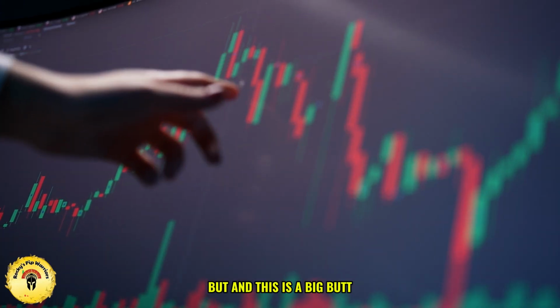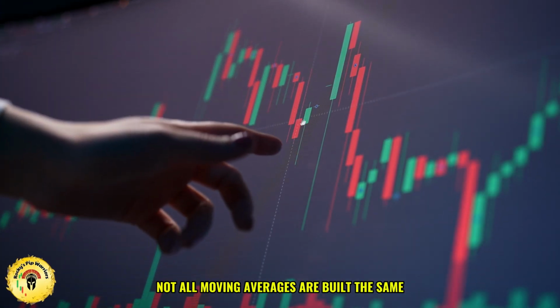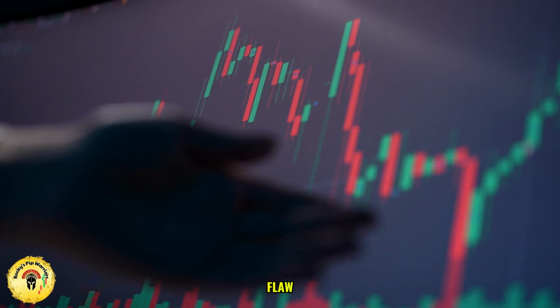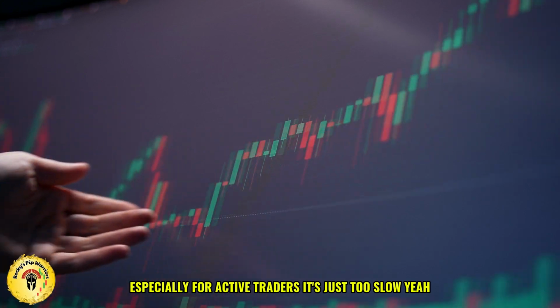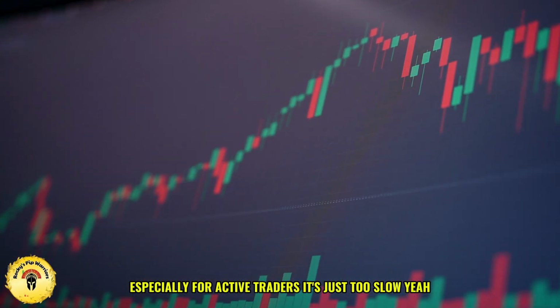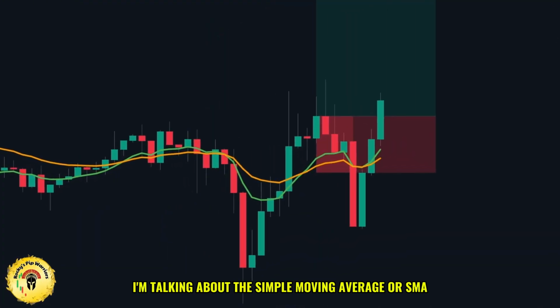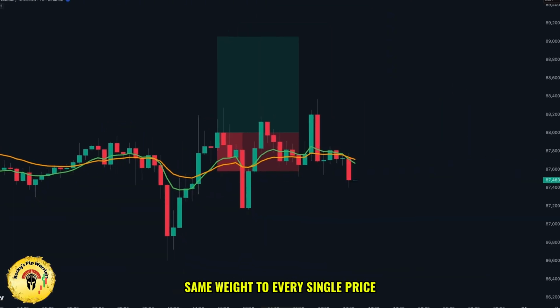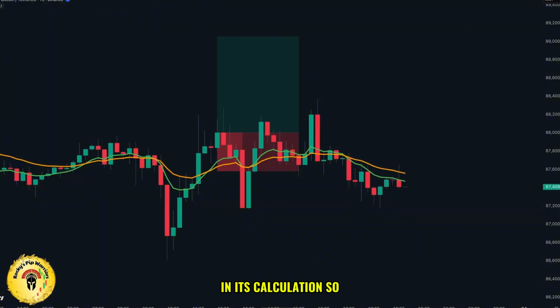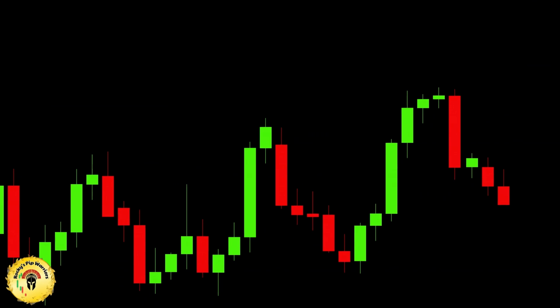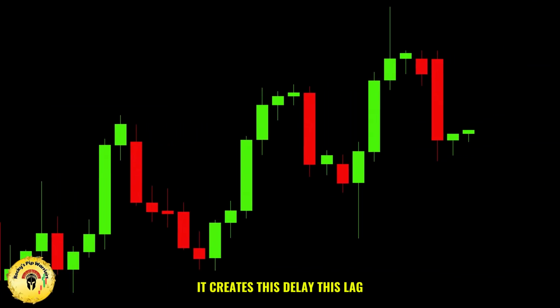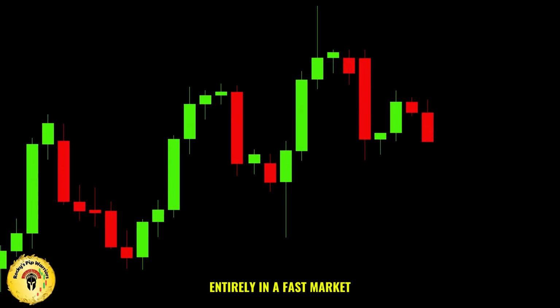But, and this is a big but, not all moving averages are built the same. See, the most basic kind has a huge flaw, especially for active traders. It's just too slow. I'm talking about the simple moving average, or SMA. The problem is that it gives the exact same weight to every single price in its calculation. So the price from 20 days ago is just as important as the price from yesterday. You can probably see why that's a problem. It creates this delay, this lag, that can make you miss the boat entirely in a fast market.